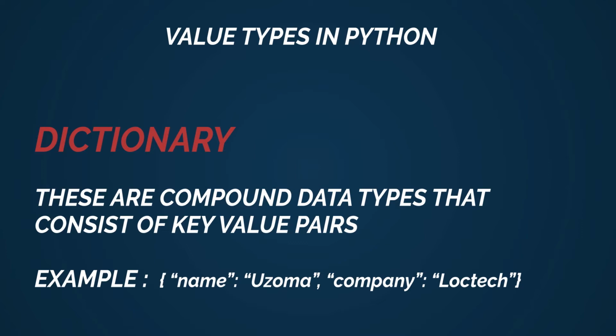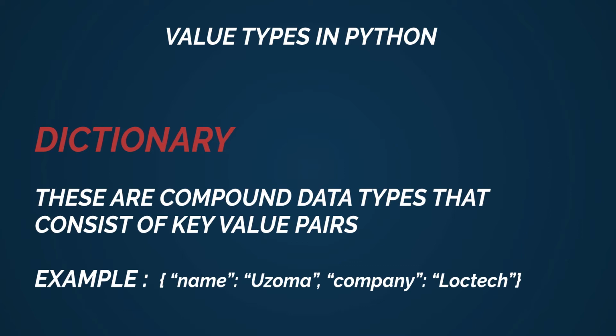So in dictionaries, you have a key. On the left hand side of the colon is the key, then on the right hand side is the value. So we have key value pairs. Right now we have two different items. The first item is name Uzoma, and the second item is company Loctech. The two items are separated by a comma.